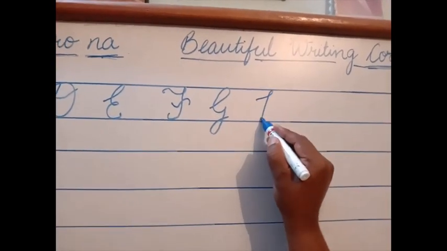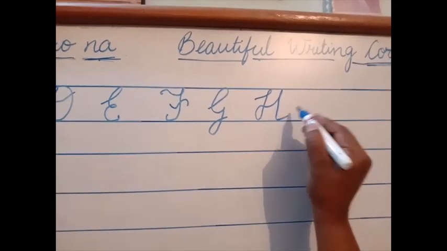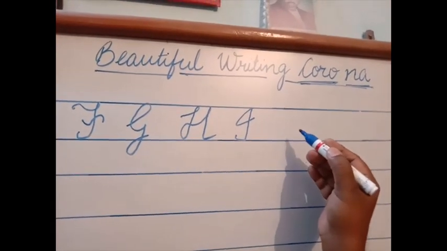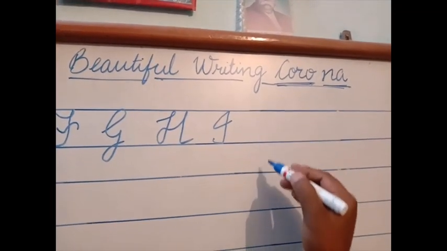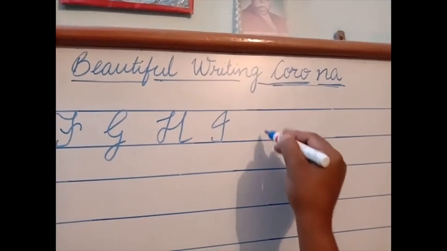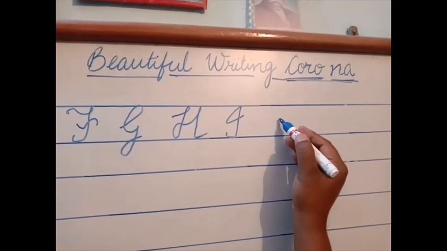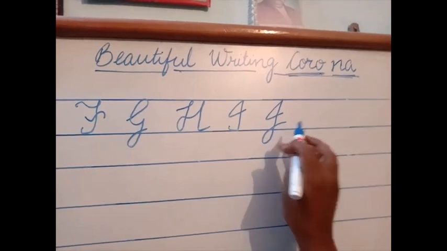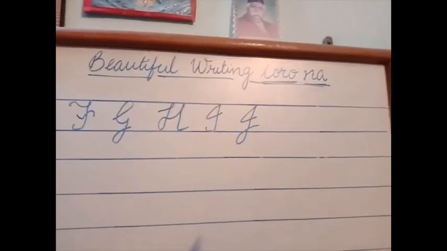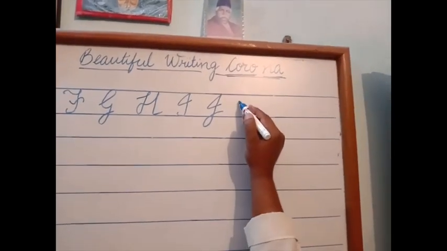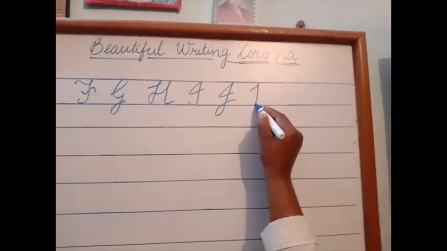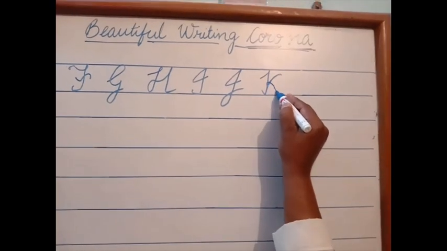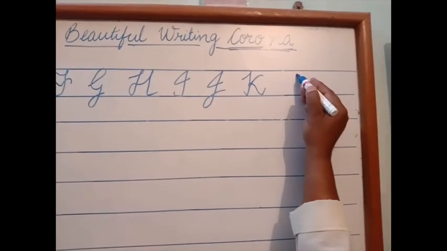H. I. J, once again 4 lines. So we have to show that the letter is written in 4 lines, but not too low. Not too low. K. L.